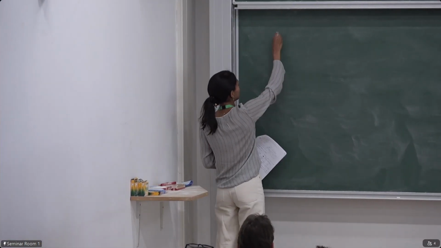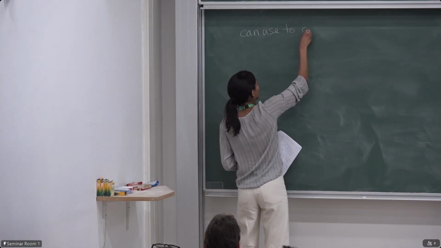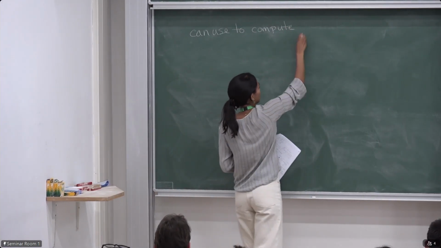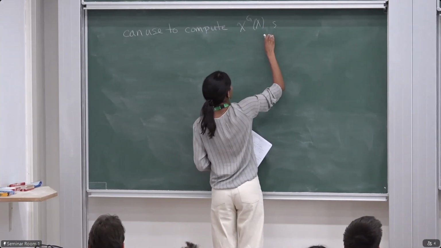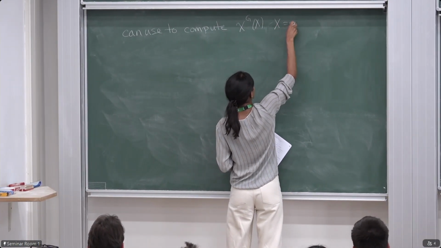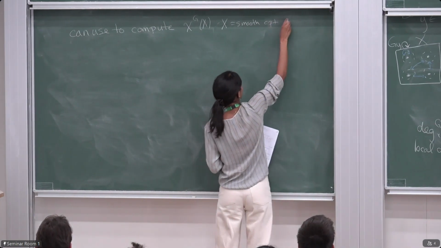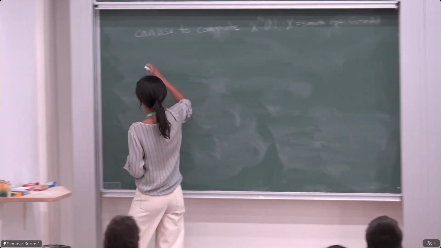So we can use this to compute the equivariant Euler characteristic of a smooth compact G manifold. I'm going to say G is a finite group now.